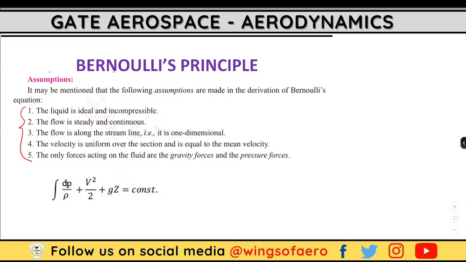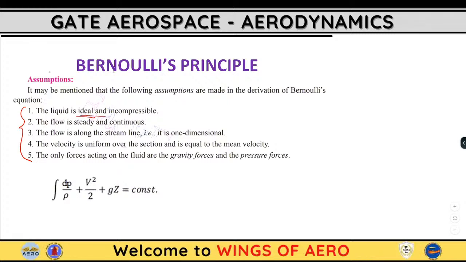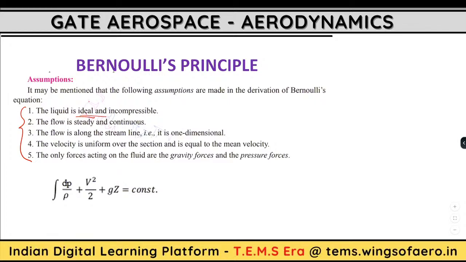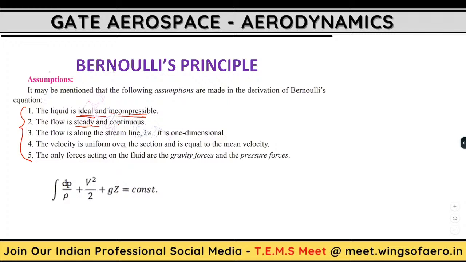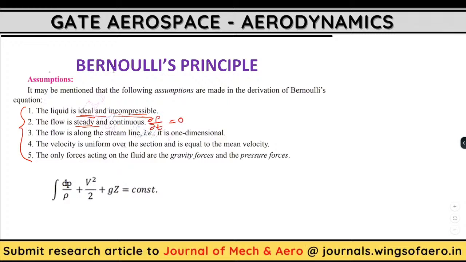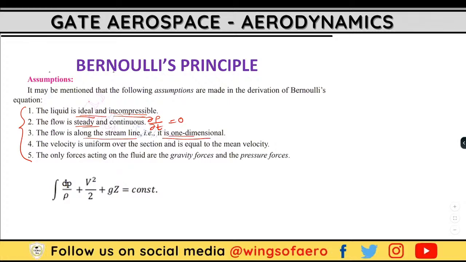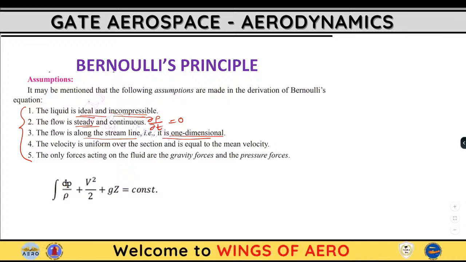Alright. So ideal, that means when we talk about ideal means what? That means no viscosity is present. Okay, keep that in mind. And when we talk about incompressible, that means density is constant. Steady means time derivative is also zero. The flow is streamlined and one-dimensional. This is also another important word. The flow is along the streamline. They might ask the Bernoulli's principle. They will give you the formula.